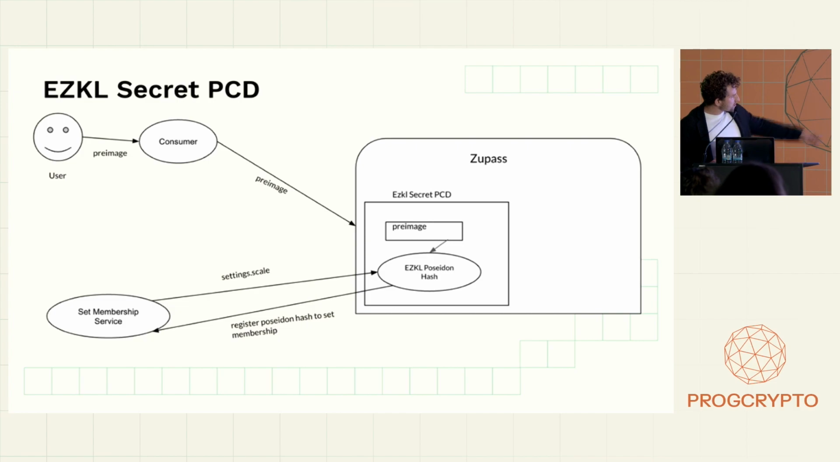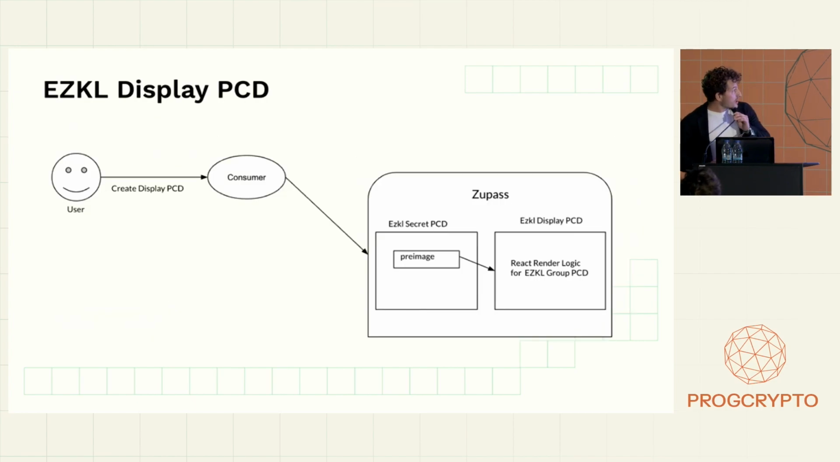So what the user does is they use a consumer application, tell it the preimage they want. This is your secret phrase. And then it sends that preimage to Zupass with the request to create an Ezekiel secret PCD. We also are going to hit our set membership service and get the settings data. And then using our Ezekiel engine client-side package, we're going to pass the preimage and the settings data to the Ezekiel Poseidon hash function. Then we get the hash, and we'll register that to the set membership service.